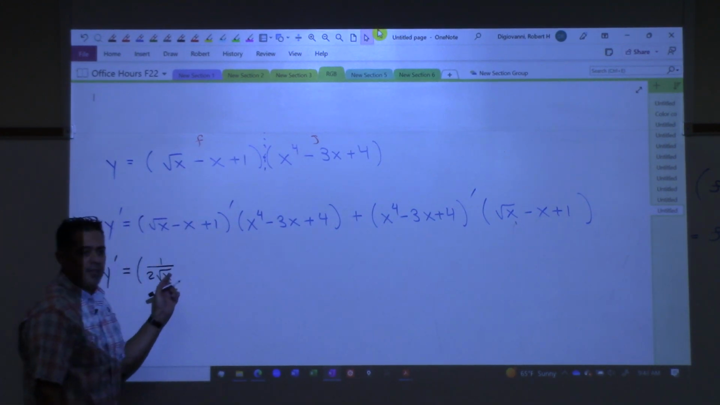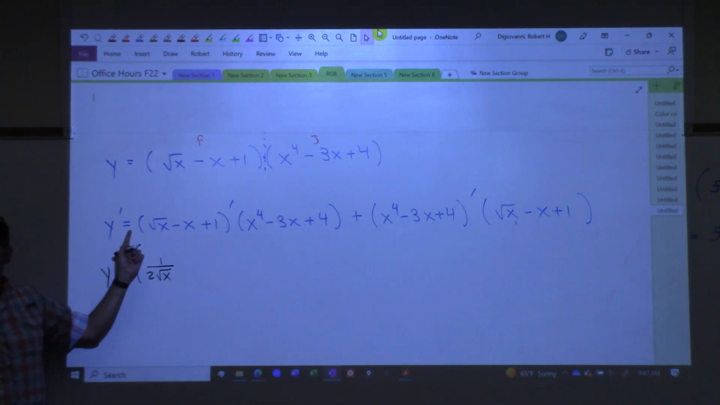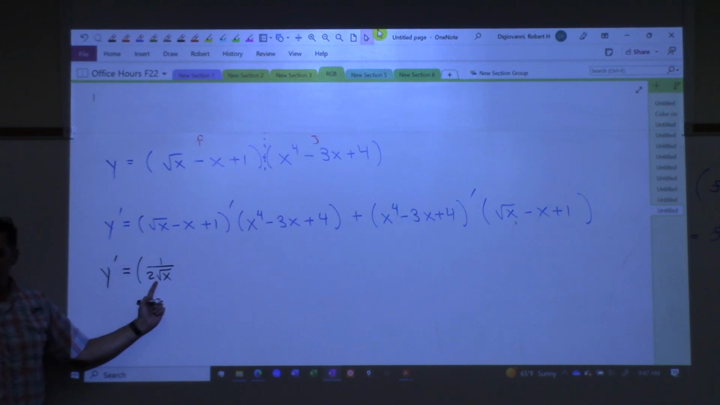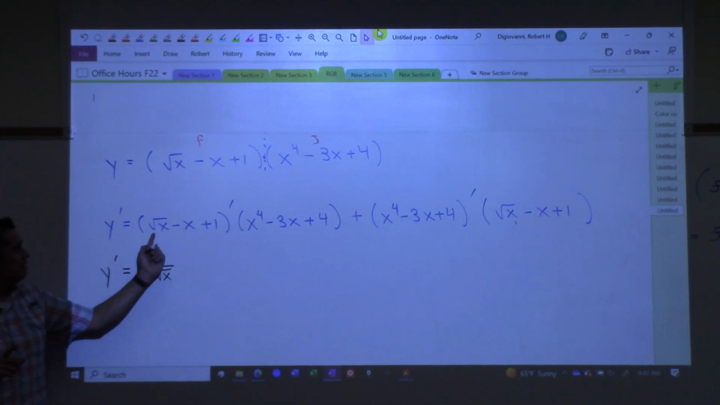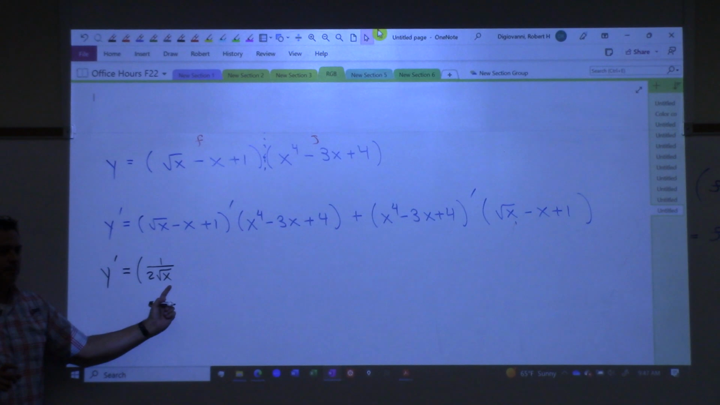Perfect. Okay, everyone, see how Lewis just spewed that out real quick? Everyone should be at that point. That's the one I told you you need to remember, right? It comes up a lot. Derivative of square root of x is 1 over 2 root x. Good. You want to keep going?